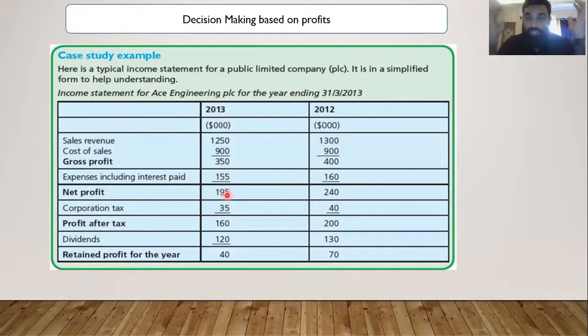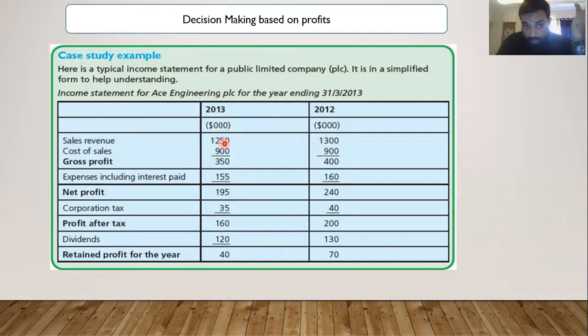So clearly there is a decline in the profit, and only by looking at the profits, we can say that this business has performed worse than the previous year. That's very clear. But let's see what is the reason behind this bad performance. First of all, we will look at the sales revenue. What is happening to sales revenue? It was $1,300,000 in 2012, and then it reduced by $50,000. There is a decrease of $50,000 in the sales revenue.